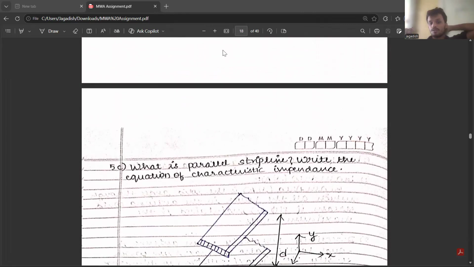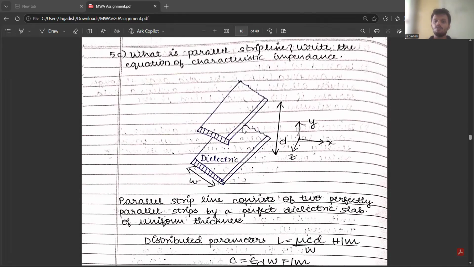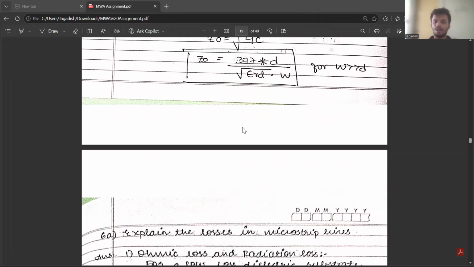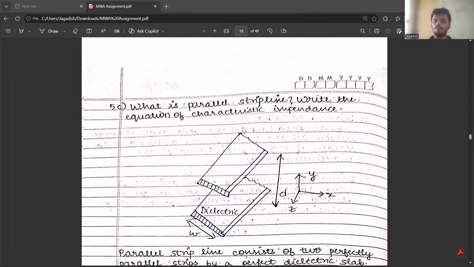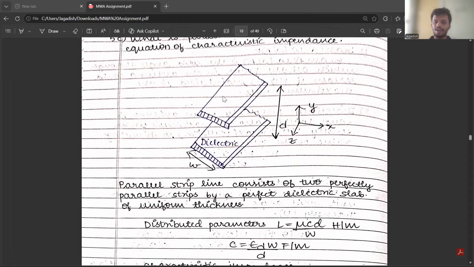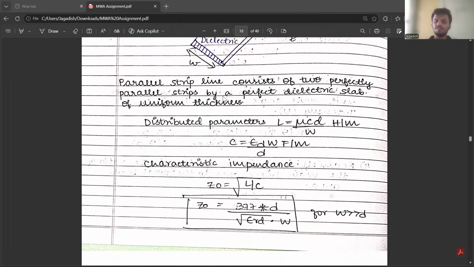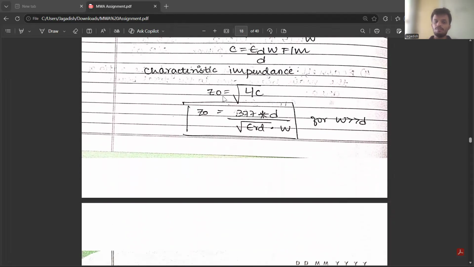Next, you have to learn the parallel strip lines. What is the equation of the characteristic impedance for parallel strip lines? Just learn the problems. They might give you simple problems. If you know the formula, it is just substitution, and along with units you have to write it down. Okay, impedance means you have to write in ohm unit.